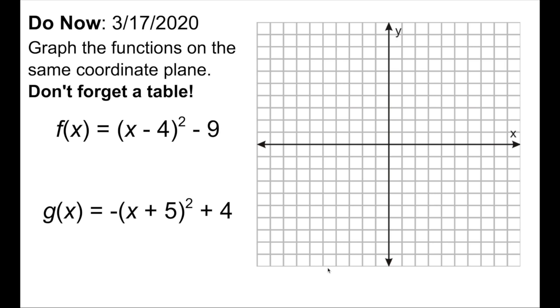My goal is to go over the homework and do a little bit of a homework video as well. But for now, what I want you to do is please pause the video. I want you to try to graph these two functions: f of x equals (x minus 4) squared minus 9, and g of x is negative (x plus 5) squared plus 4. Please take a second, pause the video, make tables for both of them, and put them both on the same graph. If you need to print graph paper, please do so. And then when you're ready, unpause, and I'll show you how to do these graphs.